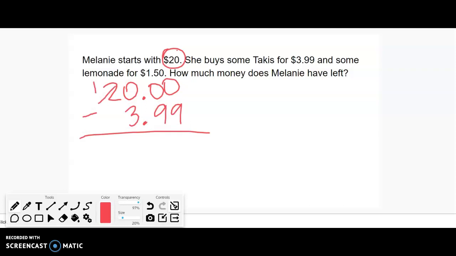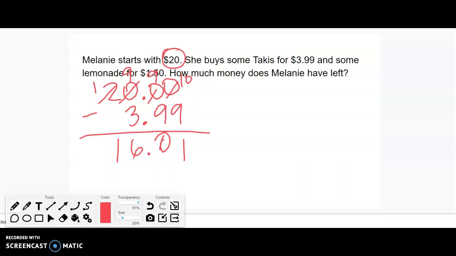Okay, I need to go all the way over there. That would be 10, but it becomes 9. That would be 10, but it becomes 9. This one becomes 10. 10 minus 9 is 1, 0, 6, and 1. So she has $16.01 left after she buys her Takis.